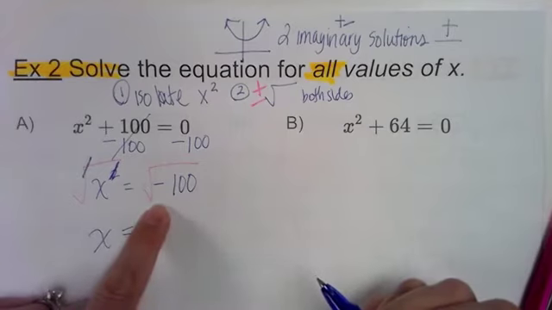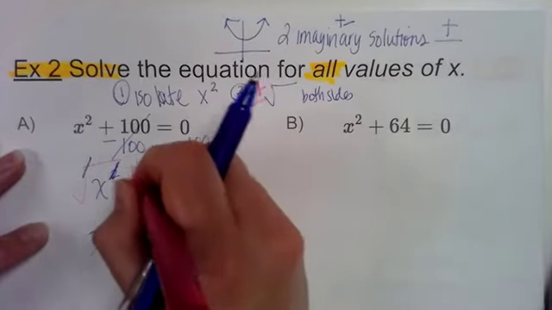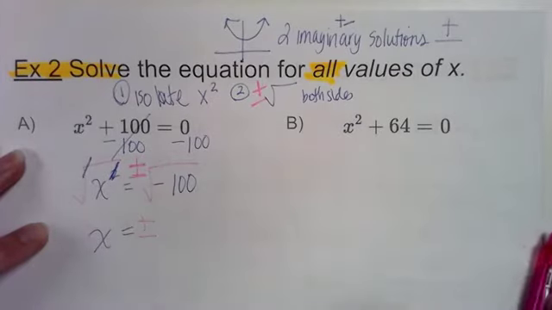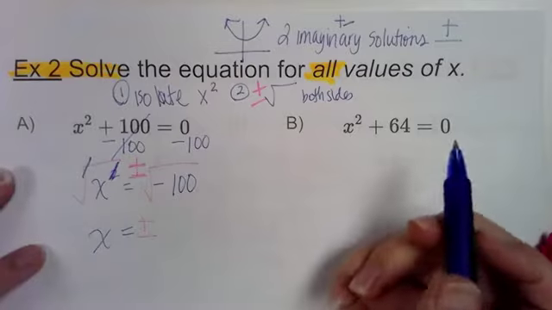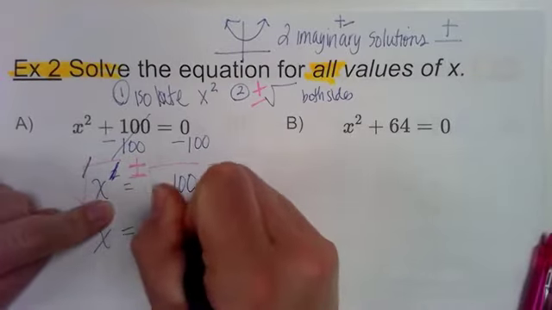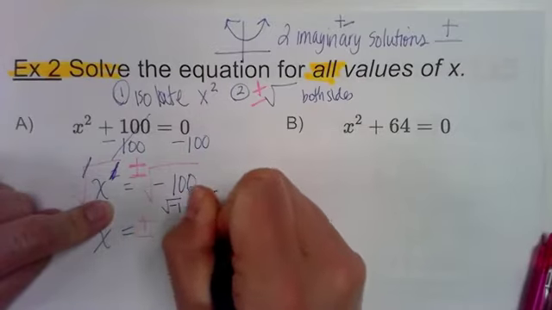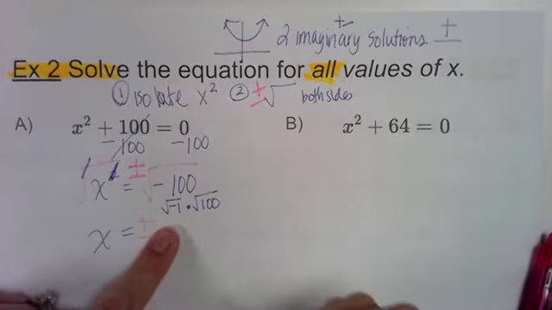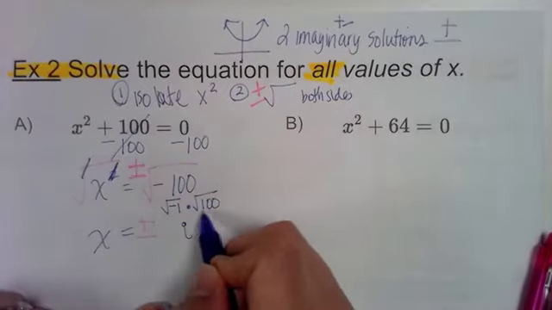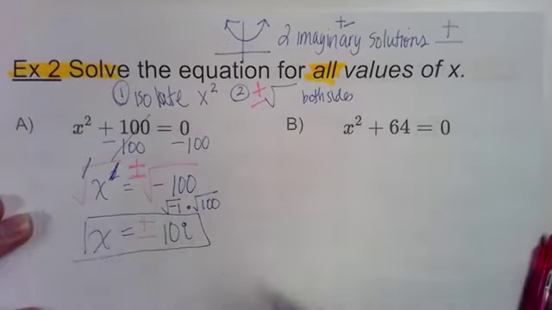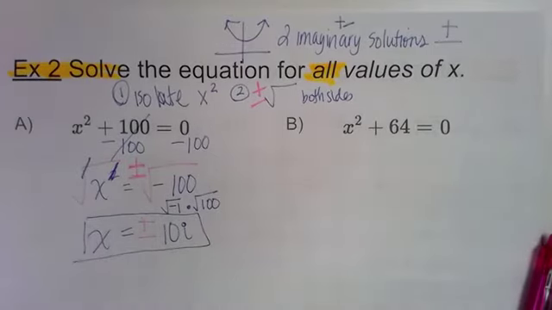And over here, we shouldn't forget our plus or minus, first of all. Don't forget the plus or minus. There's always 2 imaginary solutions. And now I just have to simplify my radical. So this is the square root of negative 1 times the square root of 100. What's the square root of negative 1? I. What's the square root of 100? 10. So plus or minus 10i is the solution. 2 solutions, positive 10i and negative 10i.